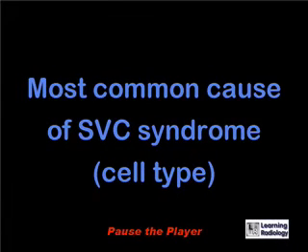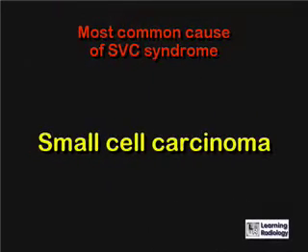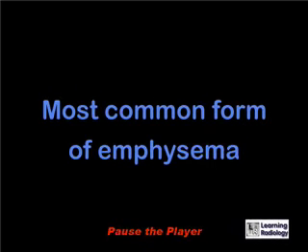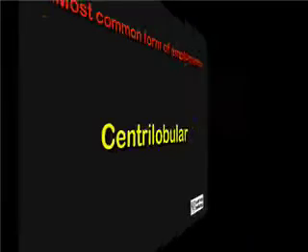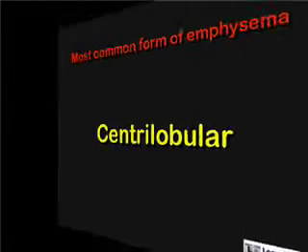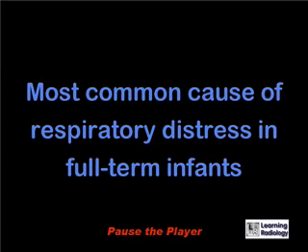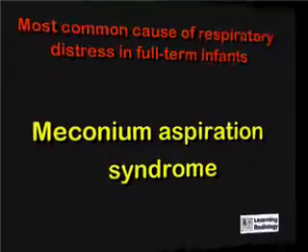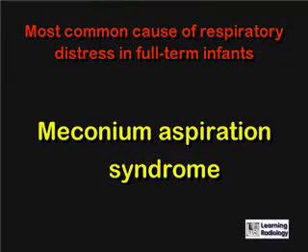What is the most common cause of superior vena cava syndrome? The cell type. Small cell carcinoma. What is the most common form of emphysema? Centrilobular emphysema. What is the most common cause of respiratory distress in full-term infants? Meconium aspiration syndrome.